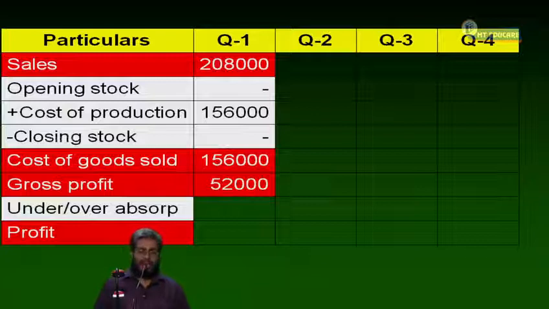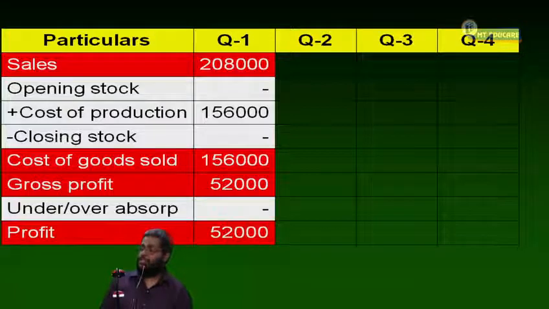Any administration or selling expenses? No, leave it. Any under or over absorption? No, nil in quarter 1. So the profit is also 52,000. Please tell me yes or no. Okay, quarter 2. Participate. How many units am I selling in quarter 2?